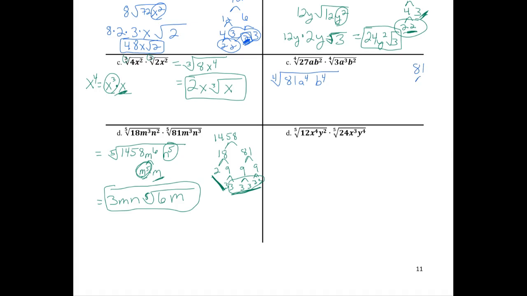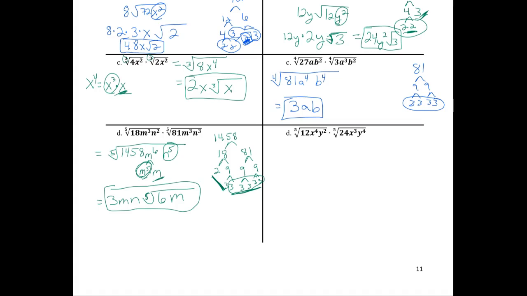81 is 9 times 9, which is 3 times 3 times 3 times 3. And I see I've got 4 3's. So the fourth root of 81 is 3. The fourth root of a to the fourth is a. The fourth root of b to the fourth is b. There's nothing left under the radical. They were all to the right power, multiples of 4, so we could take the fourth root of them.